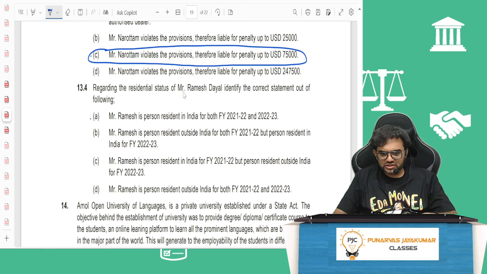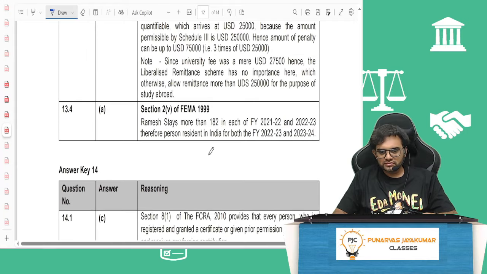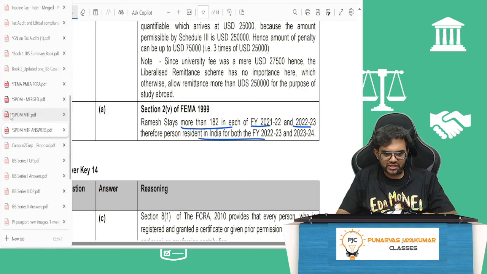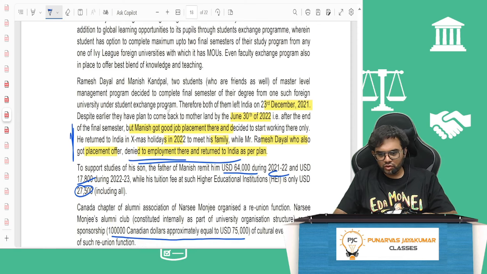Regarding residential status of Ramesh Dayal, identify the correct statement of the following. Mr. Ramesh goes outside the country, right? So is it for 180 days? Ramesh stays more than 182 days in each financial year 21 and 22 and therefore is a person resident in India. Both left on 23rd December 21, which means they had already spent 180 days in the current year also, and the previous year also. After that, they planned to come back to the motherland. He came back on June 30th, 2022.